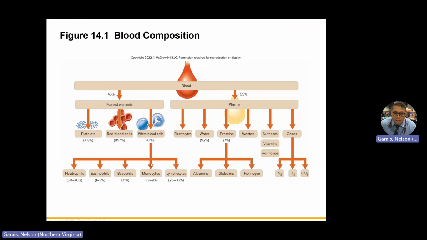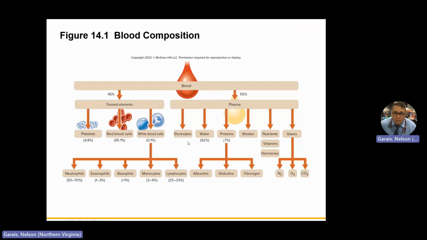But your white blood cell differential, or your diff, has the exact percentages of your neutrophils, eosinophils, basophils, monocytes, and lymphocytes. The first three are your granulocytes, and the last two are your agranulocytes.